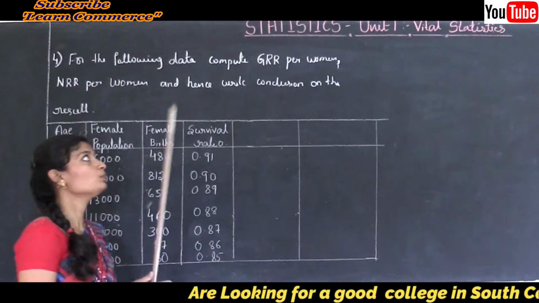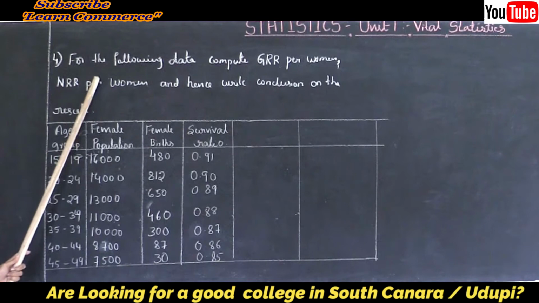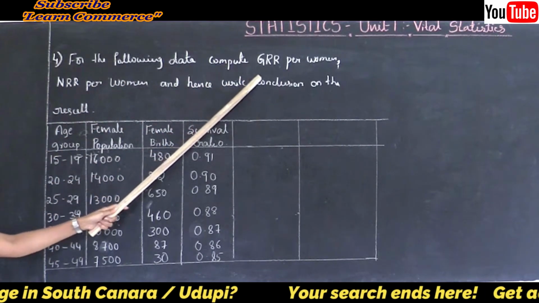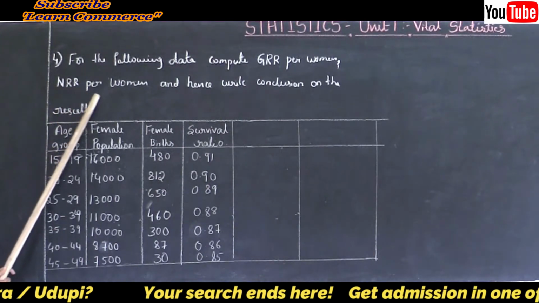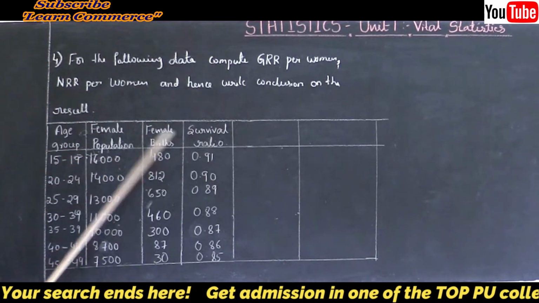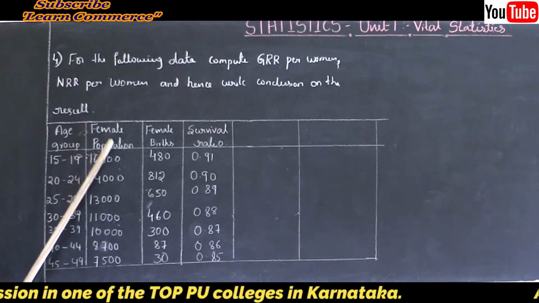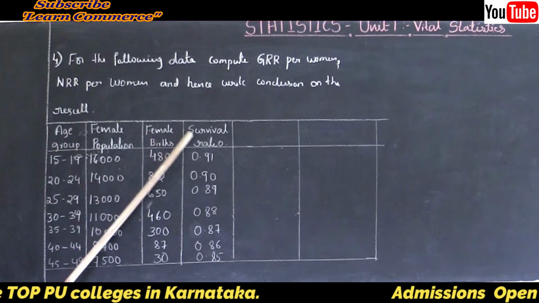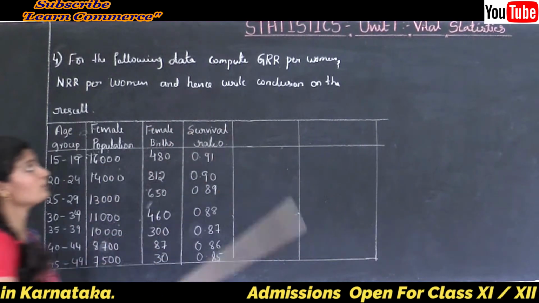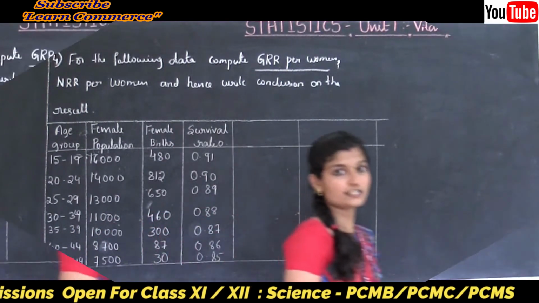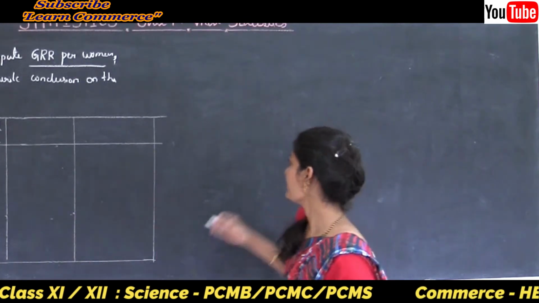Yes. Now problem number 4, that is for the following data compute GRR per women and NRR per women and hence write conclusion on the result. Here given observations are age group, female population, female births and survival ratio. We know the formula of GRR per women, that is gross reproduction per women.